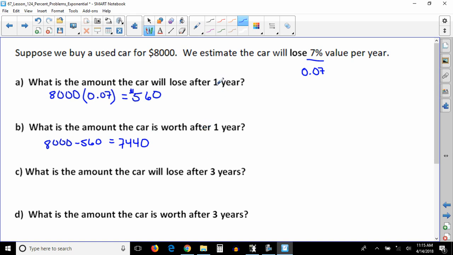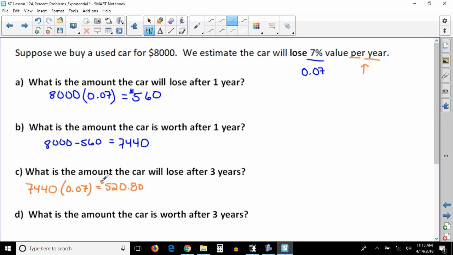Now, here's a little trick. So it says it loses 7% per year, and that's kind of a problem. So per year means that in order to find out what 3 years would be, I actually have to go through 2 years first. So on part C, the amount the car will lose after 3 years, I actually have to take the 7,440 times the same 7%, and multiply it. So when I take 7,440 and multiply it by 0.07, now the number is 520.8.